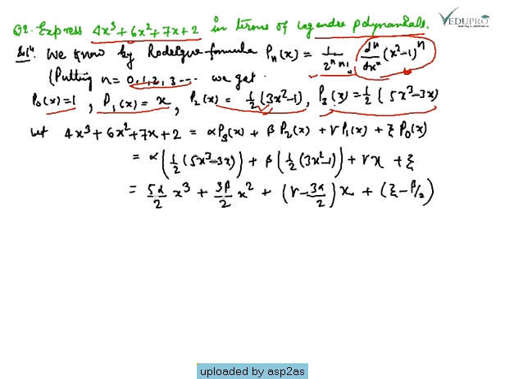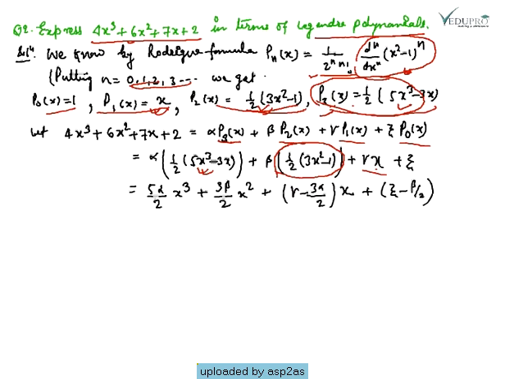Now we have the polynomial 4x cube + 6x square + 7x + 2, that is, we have a cubic polynomial. So we will start from alpha into P3(x) + beta into P2(x) + gamma P1(x) + zeta P0(x). We know the value of P3(x), it is given here, P3(x) is half (5x cube minus 3x), so we have written here, plus beta P2(x), the value we will put here, P2(x) is half (3x square minus 1), plus gamma into P1(x), P1(x) is x, so we have written here x, plus zeta, since P0(x) is 1, so zeta into 1 is zeta.